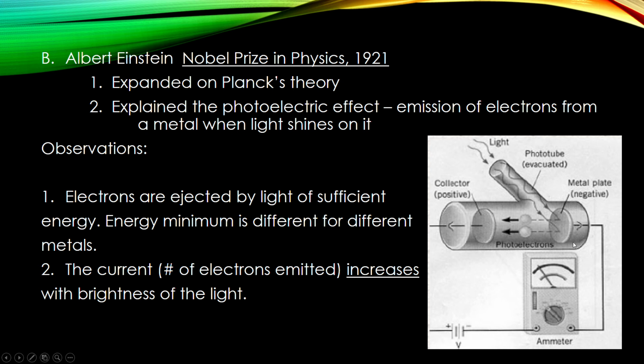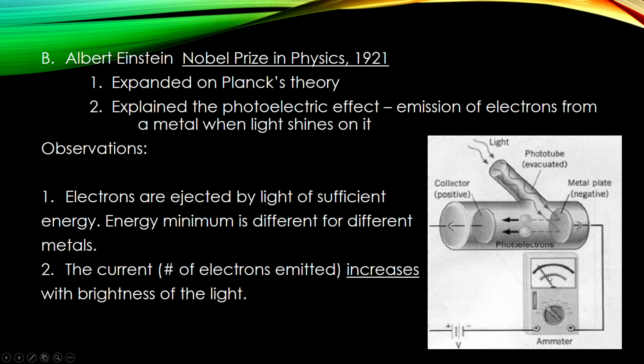He found he could actually complete the circuit. So in essence, the light was coming in and bumping the electrons off of the metal plate over towards the positive plate to complete the circuit. So that was his observation, that the electrons were ejected by light of sufficient energy. So it had to have a certain amount of energy. It wasn't just any light, but once we had a sufficient amount of energy, it would complete the circuit. And the energy minimum is different for different metals, which also makes sense. So how he knew this was happening was because we would see a current here on the ammeter.